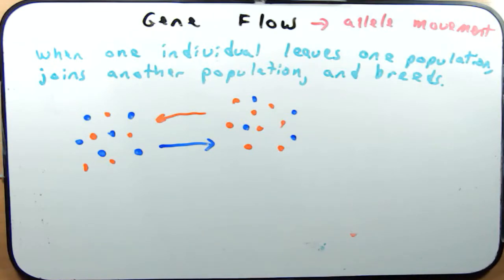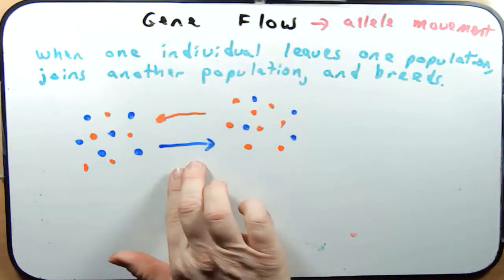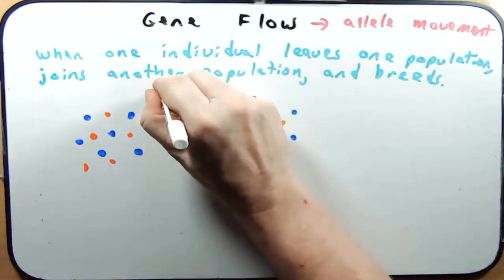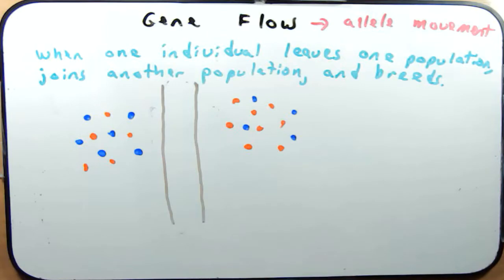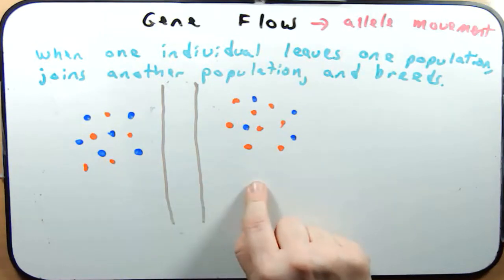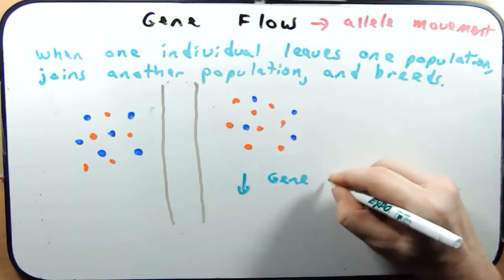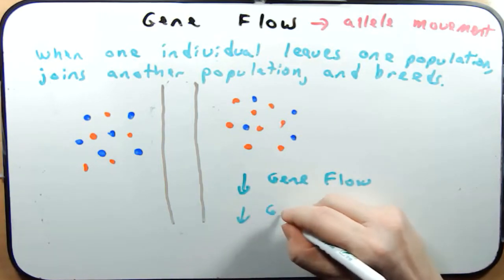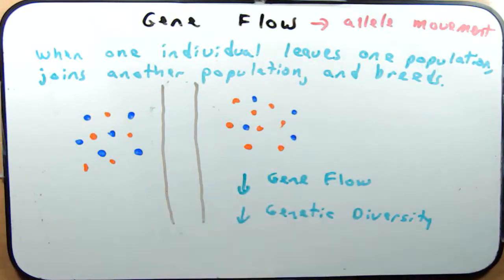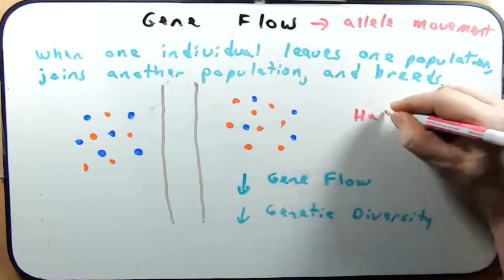Now what happens sometimes is a barrier may be placed in between these two populations. It could be a natural barrier, but what we see more and more today is a human-made barrier. So let's put a road between these two populations. And this road now will prevent these two populations from moving from one to the other, therefore decreasing gene flow and decreasing genetic diversity in both populations because they won't be able to share the alleles between these two populations. When you build something in between two populations like this, we call this habitat fragmentation.